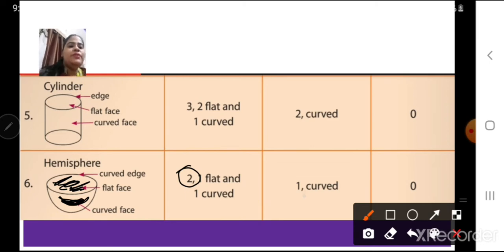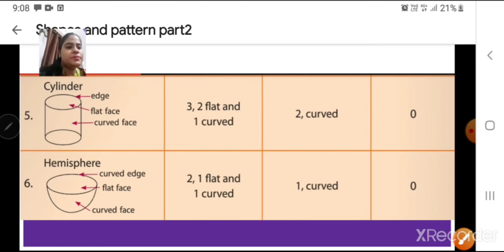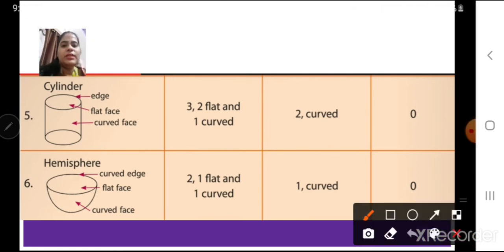Then we have only one edge. So which is the edge here? This one, this is the edge. So one curved edge and there are no vertex.